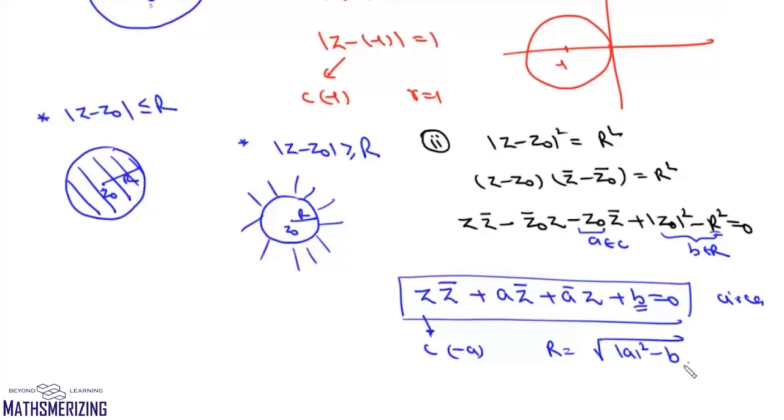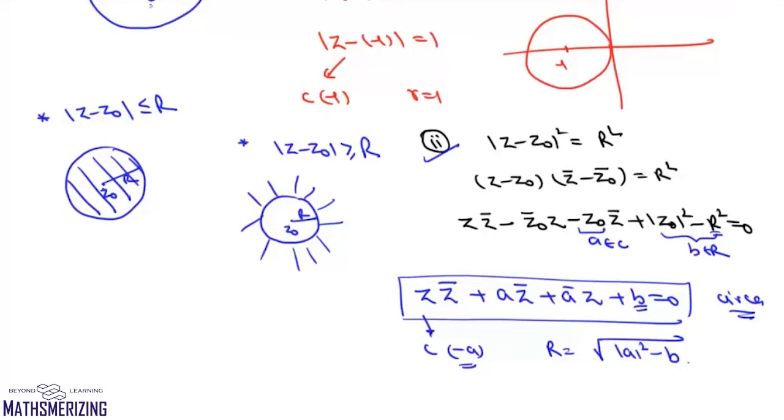So if we come across any equation which has z z bar plus a z bar plus a bar z plus b equals 0, then it will represent a circle whose center is at minus a and whose radius is under root of mod of a square minus b. So that is the second way to write the equation of this circle.